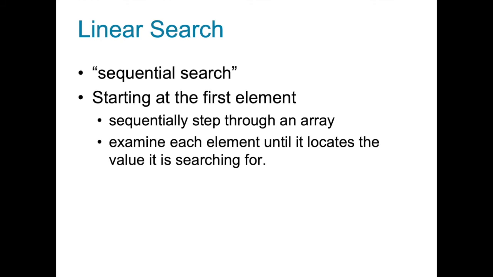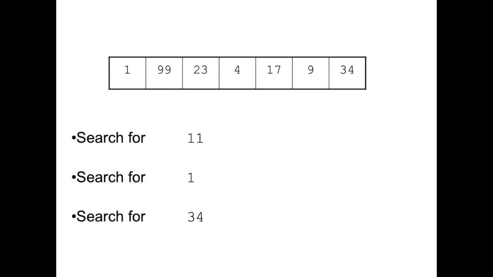So what runtime do you think this one is? I'll let you think about that. So here's an example of what I was talking about. When we search for 11, we go through this whole thing and we never find it. When we search for 1, this is the best case. We find it right away. And when we search for 34, it's the very last one. So to me, it seems like it's dependent on the number of elements, which sounds a lot like the Big O notation that I've mentioned.